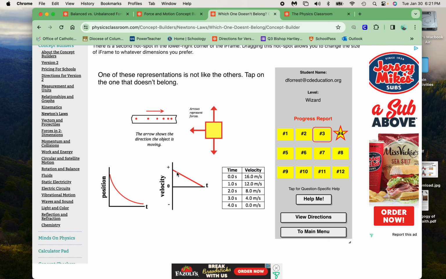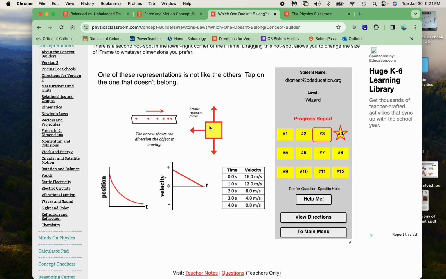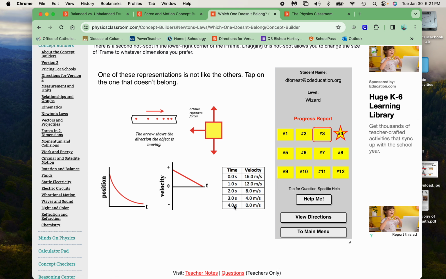This shows a positive velocity getting slower and slower. That's consistent with this and could be consistent with this. This one shows over time the positive velocity is getting slower and slower. So I think this one's the odd one out, because this negative slope on the position graph indicates a negative velocity.